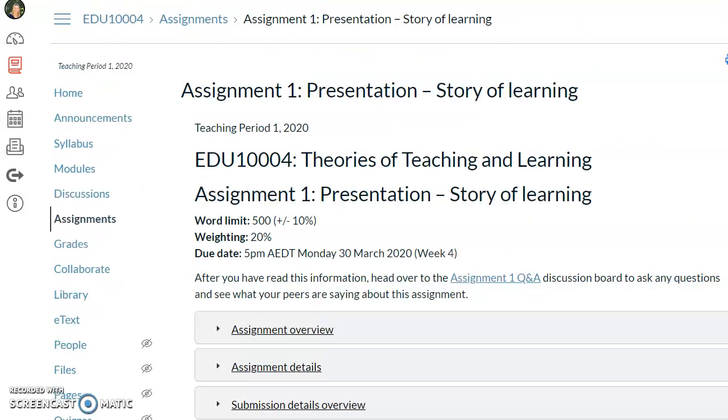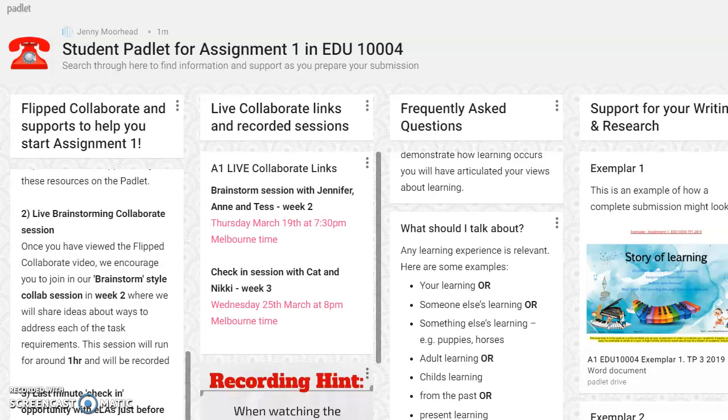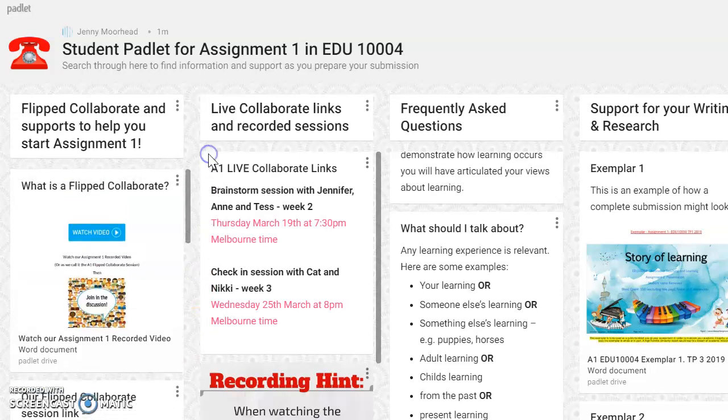Okay, so there we have our criteria. I'm going to take us straight over to our student Padlet. I've created a Padlet that's absolutely chock full of information for you as you approach your assignment. You'll notice that we've got columns moving along the top here, and I've tried to include as much information as possible here. So we're just going to quickly start at the top.